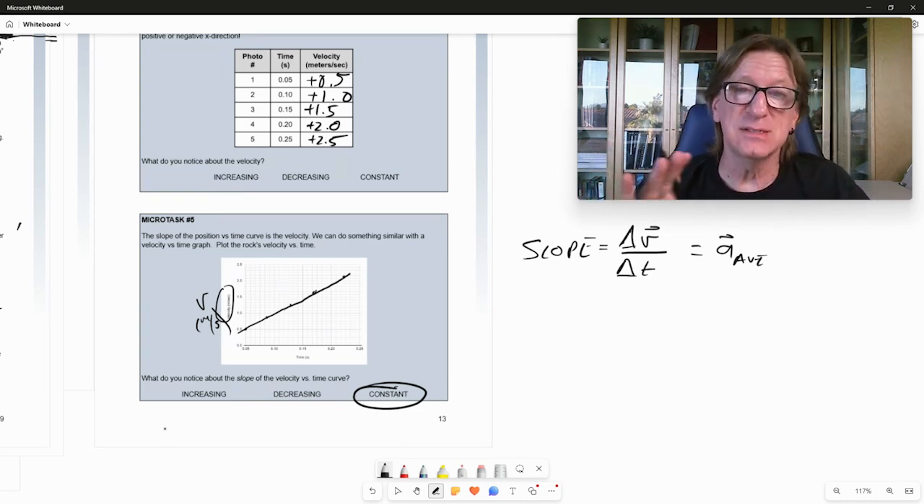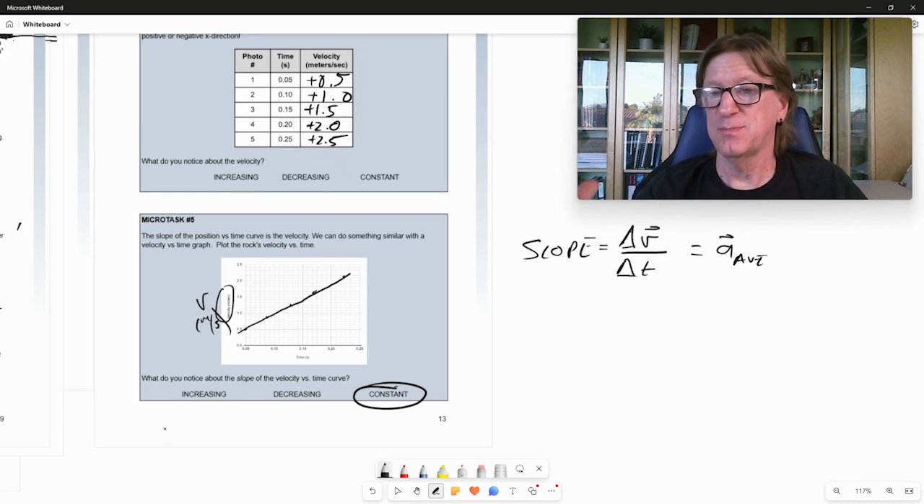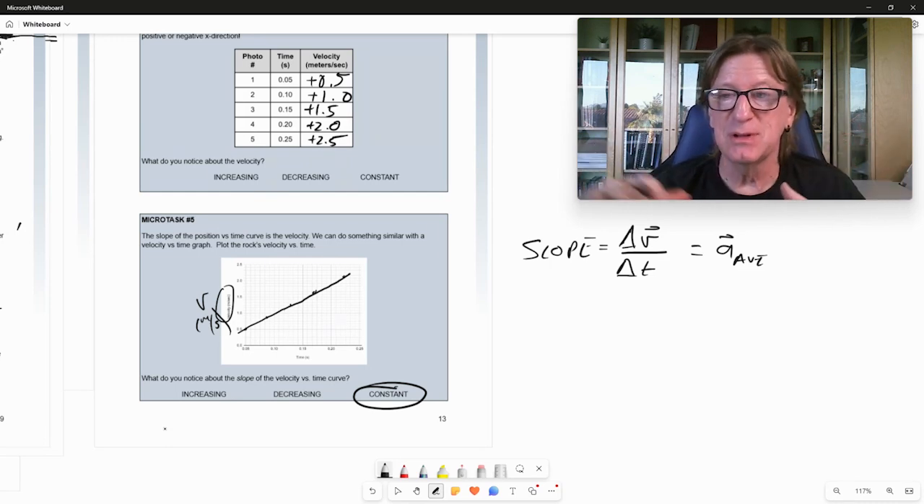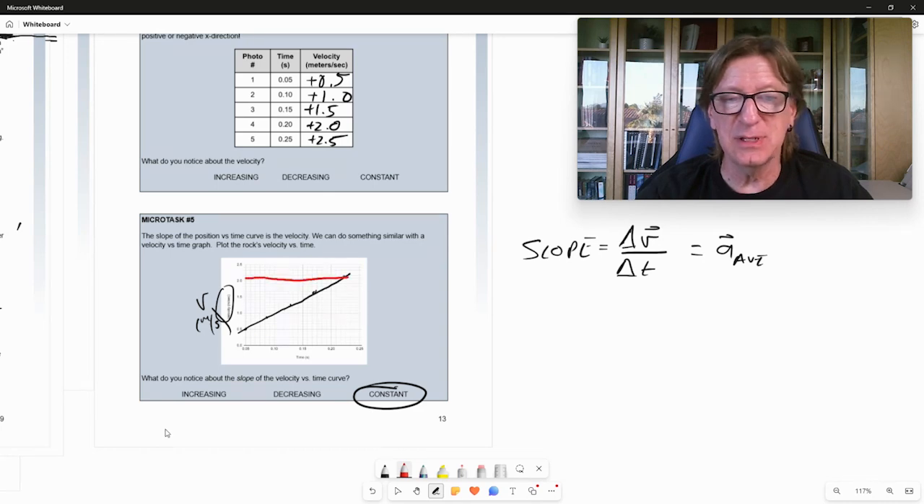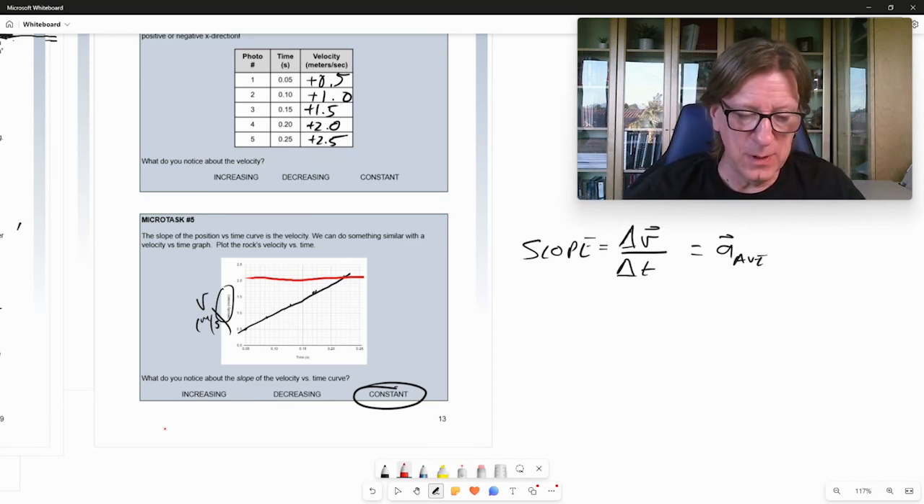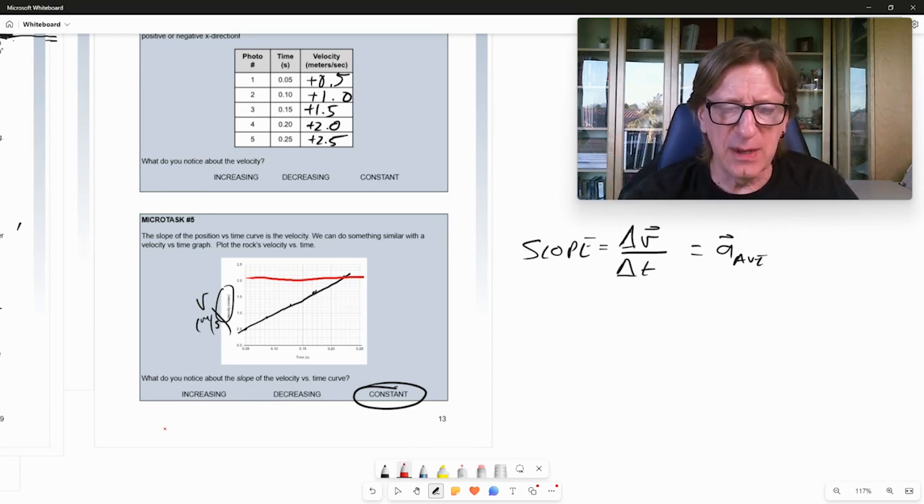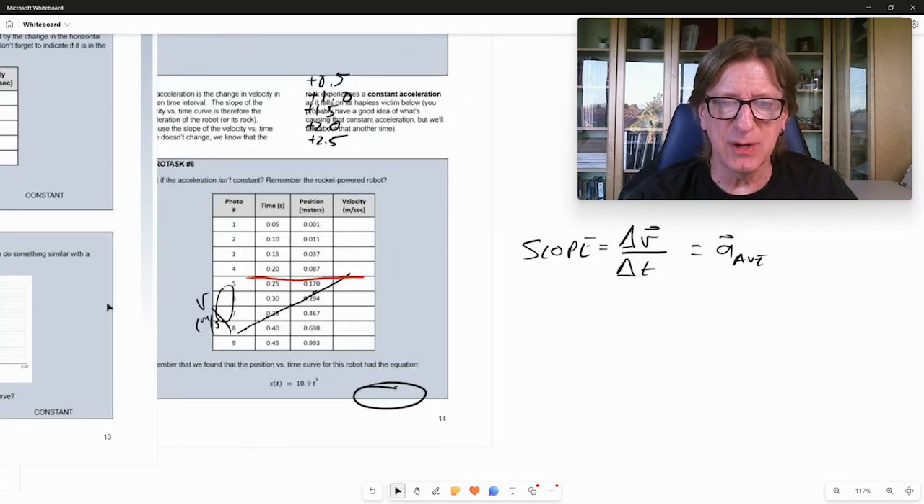The velocity is the slope of the position versus time curve. But if I figure out all my velocities and they're changing, then I'm going to get a constant acceleration. If the velocity were not changing, the robot could still be moving, but it would simply have an acceleration of 0. Let's do this in a different color so we don't get confused. Maybe I was moving at some velocity here and it simply didn't change. Well, the slope of that line is 0 and that tells me the acceleration is 0, but it doesn't mean that the velocity is 0. Okay. Now let's flip over to the next page and look at the next microtask.